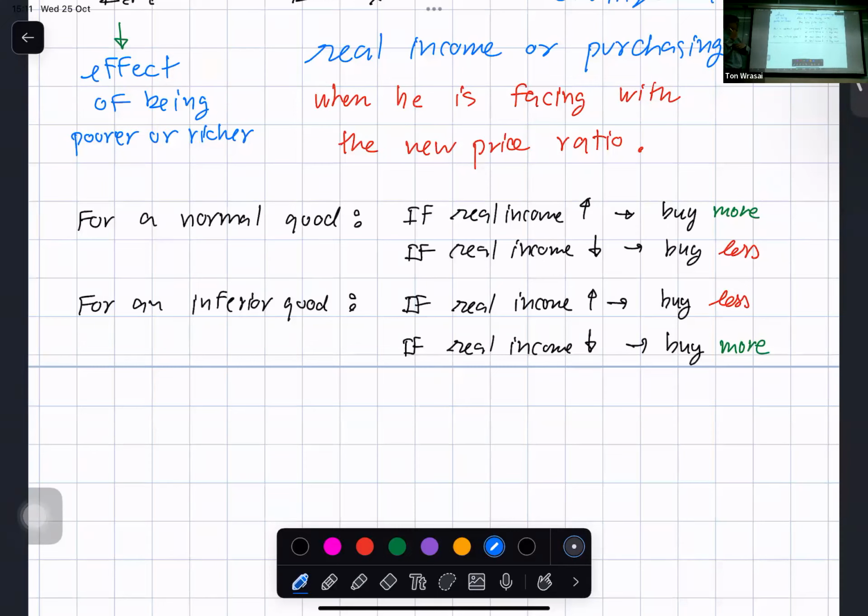Inferior good, like an artificial product, like a second-hand product. When consumer real income increases, the consumer buys less. But when the consumer feels poorer, the consumer buys more of the inferior good.